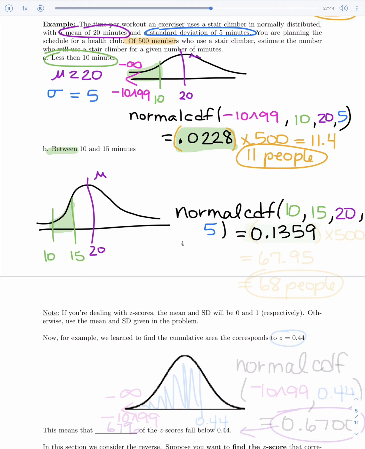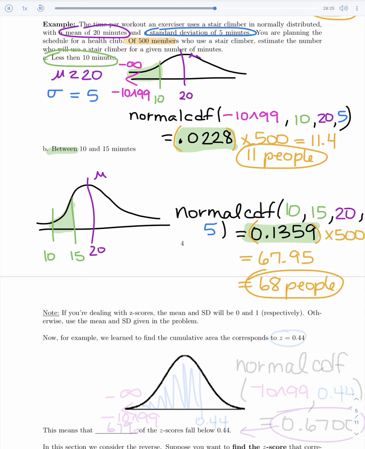Now I still have to put this in context and multiply it by the total number of people we have, which means we're going to take that value and multiply it by the 500 people we have. And let's see what that is. We've got 0.1359 times our 500 people, which is 67.95. So we'll go ahead and round that to 68 people. Of the 500, 68 will actually end up using the stair climber between 10 to 15 minutes.